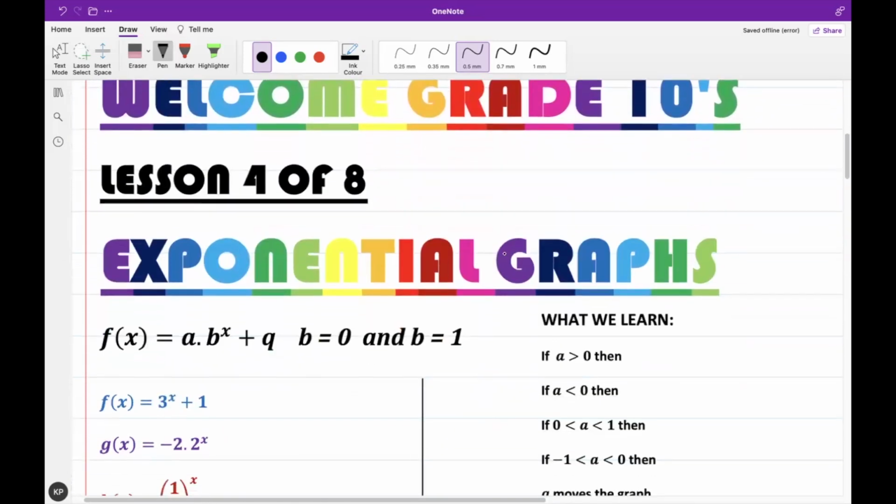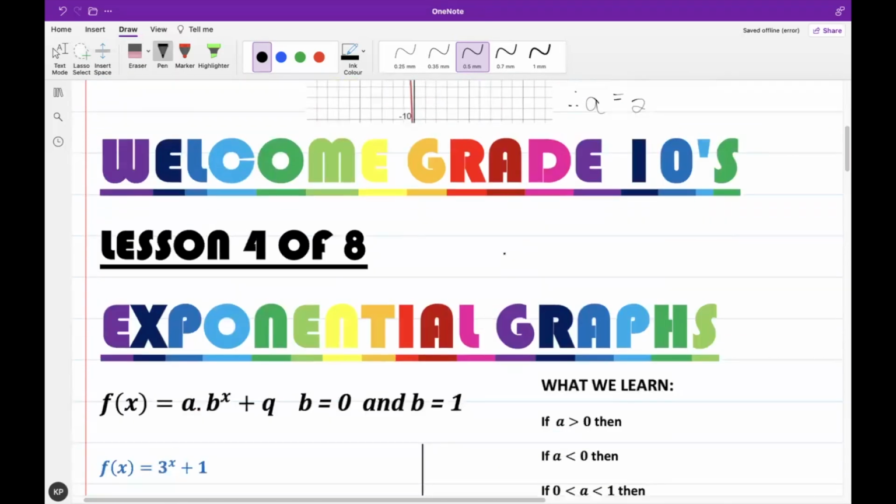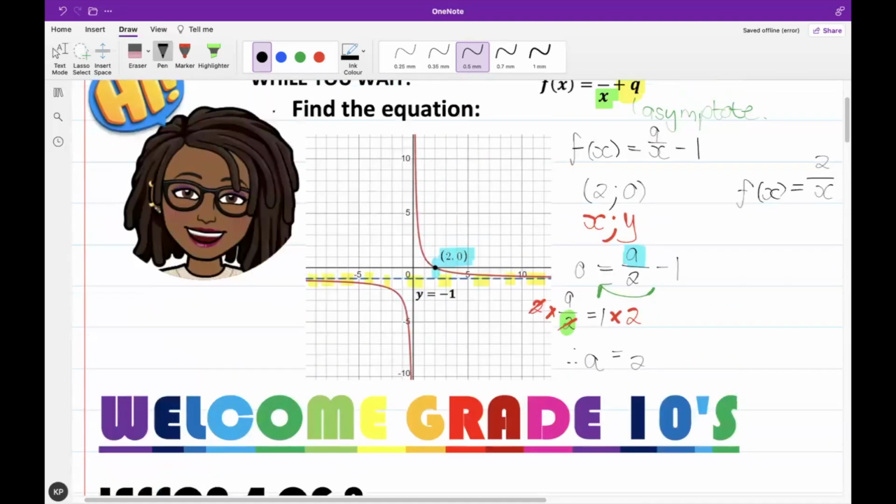Now, today we'll be doing exponential graphs, which look an awful lot like the hyperbola. The only thing is, an exponential graph looks like one side of the hyperbola. So for instance, it's either going to be this curve, or it will be the curve that is going downwards, which is this one over here.